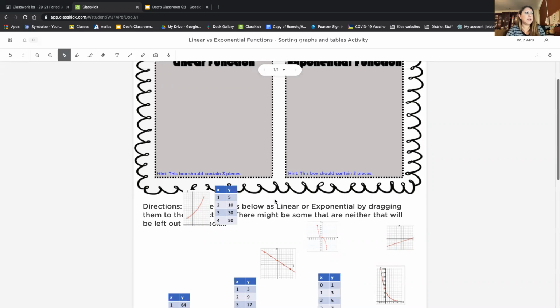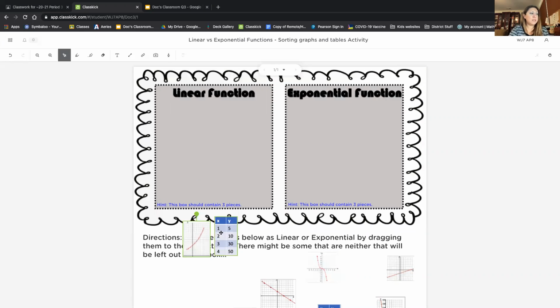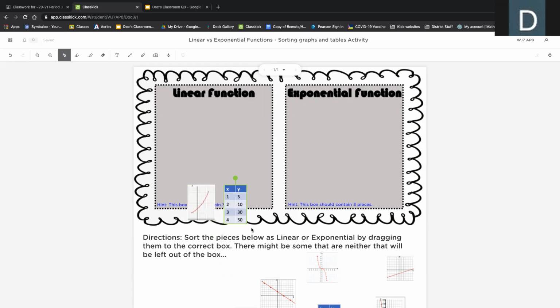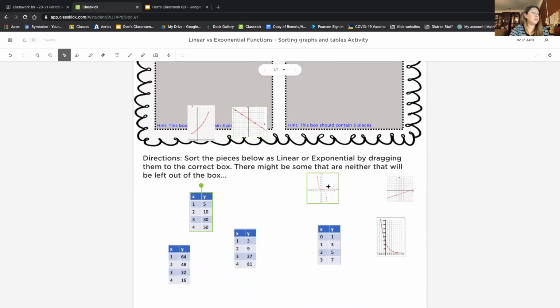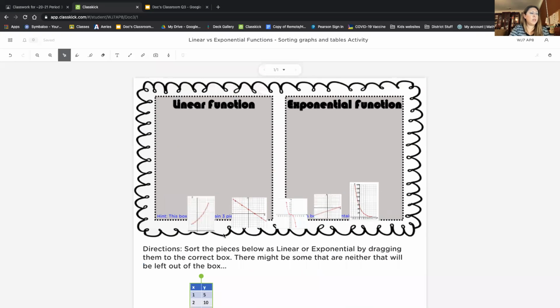All right. So looking at these, which one is easier to find out if it's linear or exponential? Is it graphs or is it tables? Can anyone let me know? Which one's easier to know? Graphs or tables? Graphs, yeah. So let me pull up all of my graphs, and then we can sort them out.